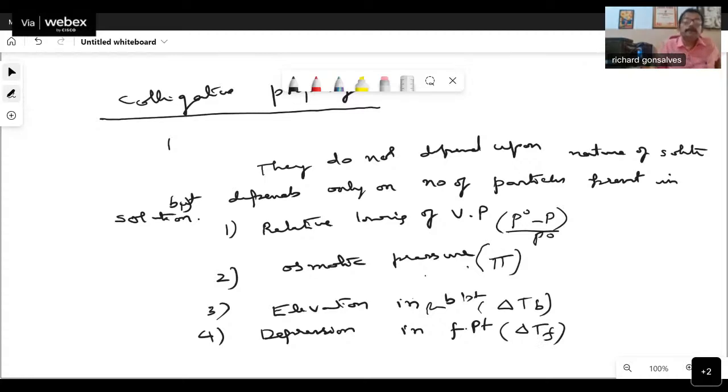Therefore, dear students, we have colligative properties. Very important topic this is. How many colligative properties are there? What are colligative properties? I repeat again. These are the properties which do not depend upon the nature of the solute, size of the solute, but depend only on number of particles present in the solution. That is called colligative property. And there are 4 colligative properties you can see: relative lowering of vapor pressure, osmotic pressure, elevation in boiling point, and depression in freezing point.